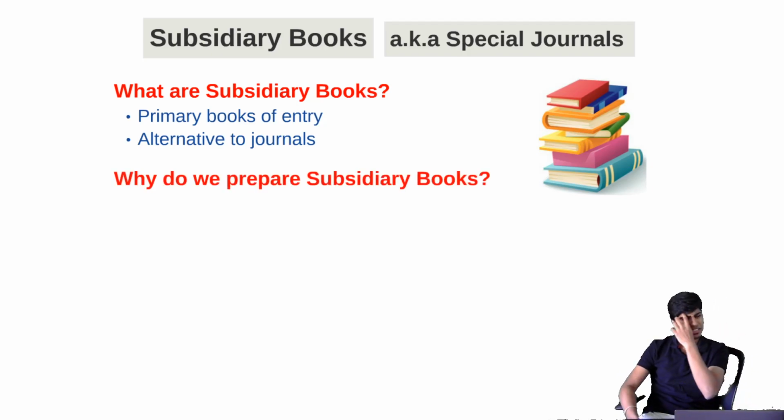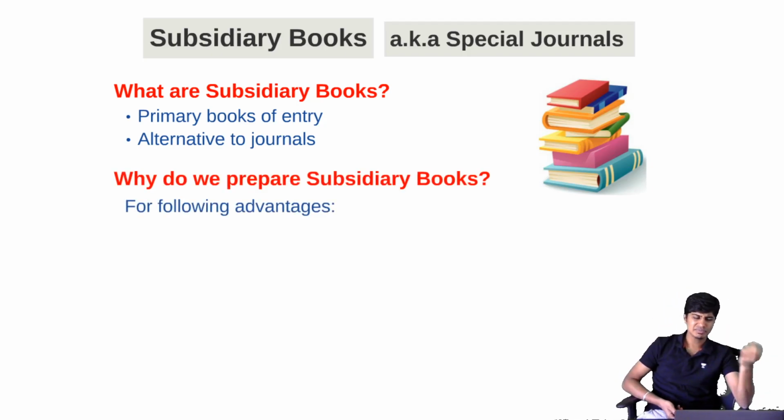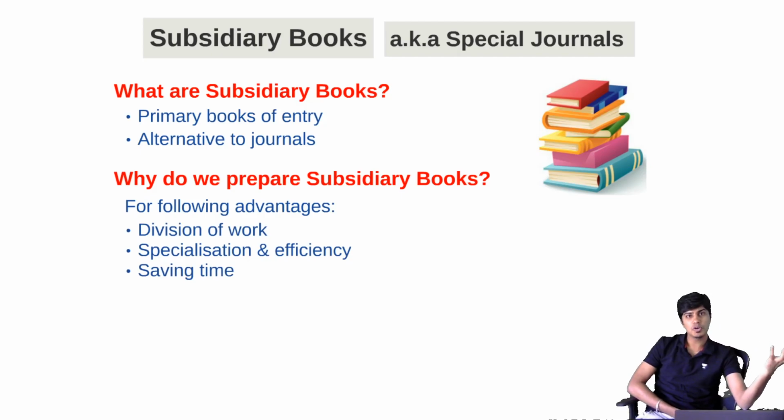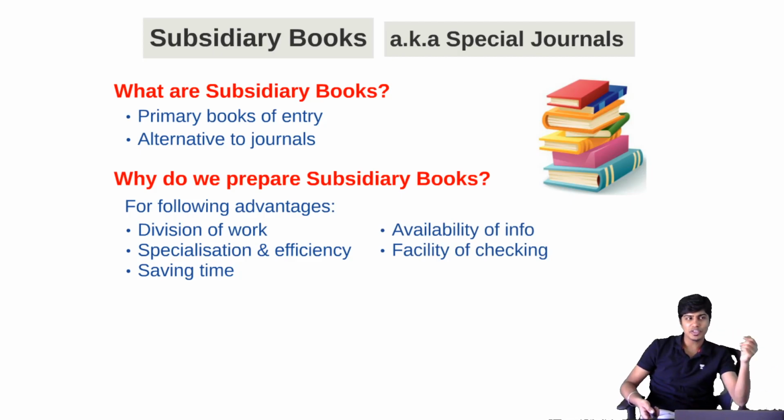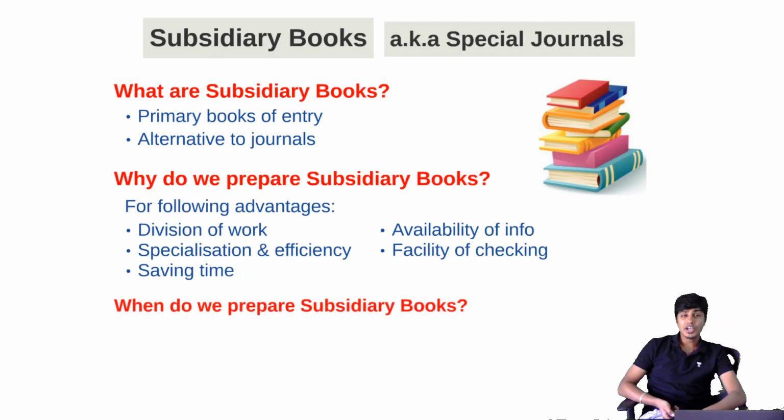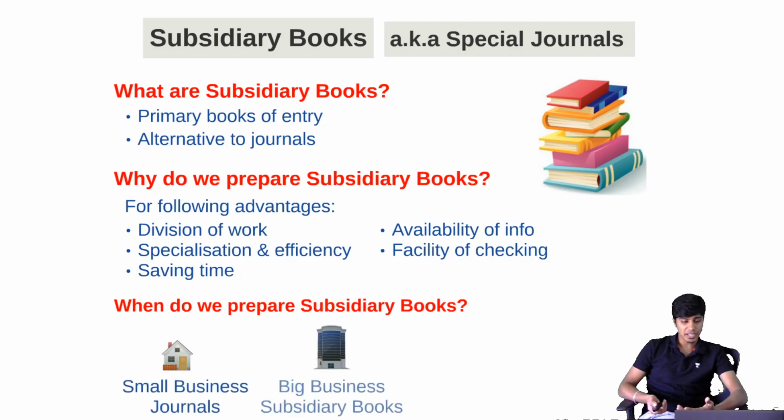Why do you prepare subsidiary books? To ensure simplification. The following advantage: it will be easier to record, and you can appoint multiple people to record. You get this? Division of work is possible, specialization is possible, and time can be saved, as going through the entire process of tedious journal is going to cost you more time. And information will be available at the tip of your finger for sales, for purchase, and everything. And it is easier to check and rectify if there is any error. When do we prepare? When the size of the organization is big. Small business journal, big business subsidiary.